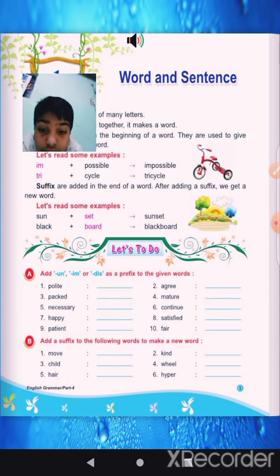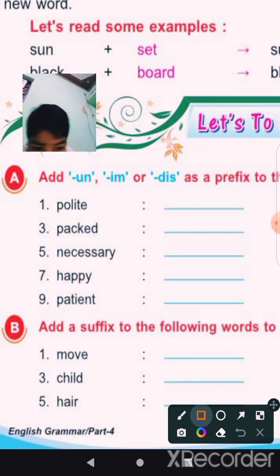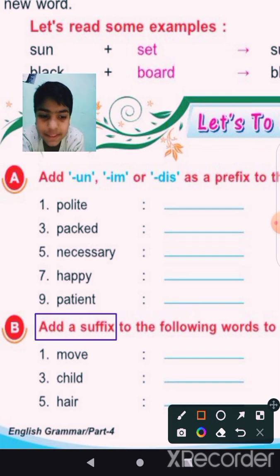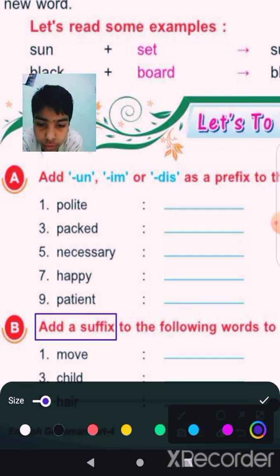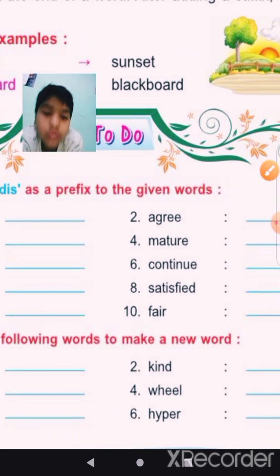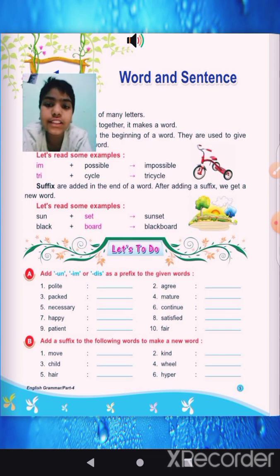Again, now I'll zoom it. What do you have to add in this question? You have to add a suffix. While adding a suffix, what do you have to keep in your mind? Like if it says move, what will your word be? Add a suffix to the following words with a given suffix to make a new word. Think. If we add a suffix, the new word is also known as a compound word. Got it?